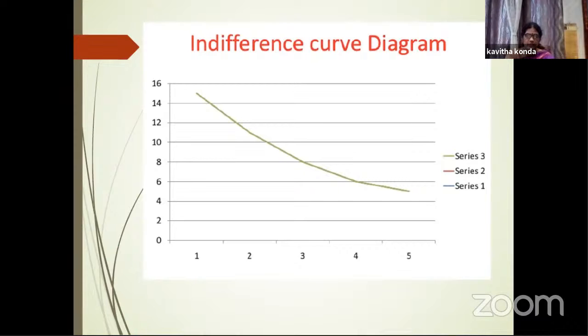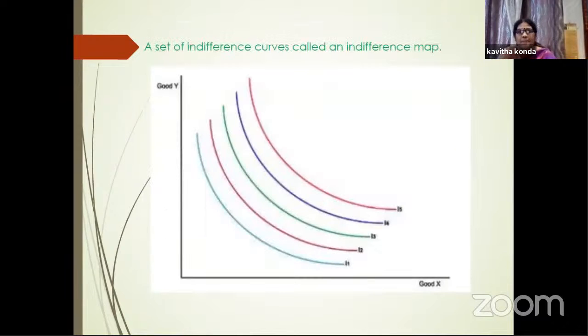The consumer will be indifferent regarding all these combinations. And next, here we have the map. Map means what? The set of indifference curves is called an indifference map. We can draw this indifference curve showing the combinations of goods X and Y, which shows greater or lesser satisfactions.